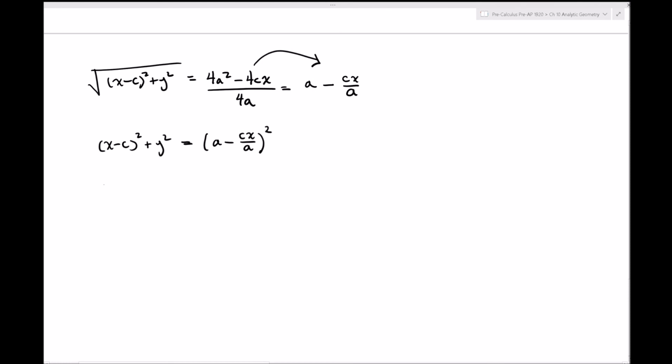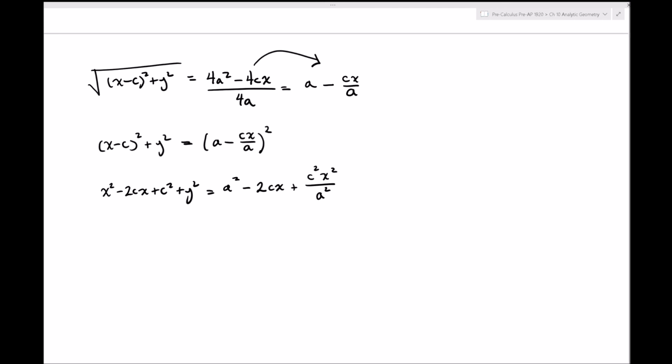So (x minus c) squared, we already know that one. That one's x squared minus 2cx plus c squared, plus y squared gets dropped down, is equal to, well, if I square this binomial, same idea: a squared minus 2 times the product of those, which is going to be cx. The a and the division by a are going to cancel each other out. a is non-zero, they cancel. And then we're going to get plus c squared x squared over a squared. That's what happens when we expand that right-hand side term.